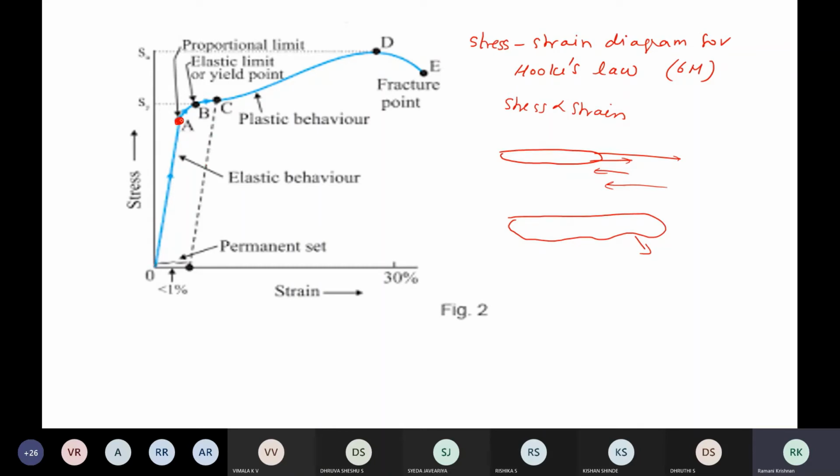Okay, so A is called the proportional limit. Can you see this? A is called the proportionality limit. That means stress is proportional to strain and Hooke's law is applicable.